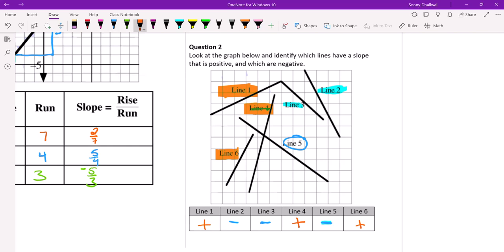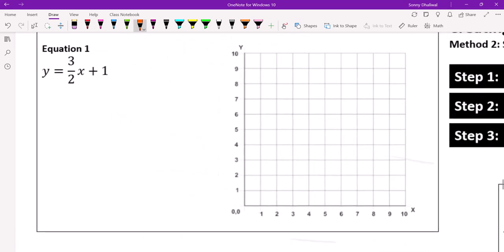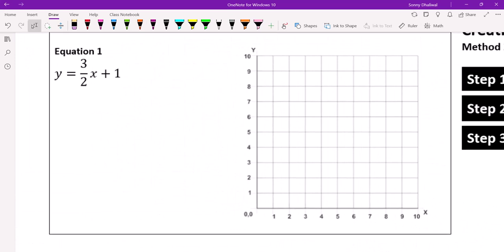Okay, so now you know how to read properties. Now it's time to graph them. All right, we're going to do one question here, then use the other one as a warm-up. So we start off with graphing our y-intercept. Where does our line cross the y-axis? 1. So we put a dot at 1, our y-intercept.